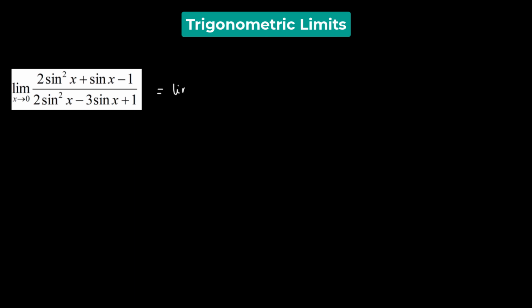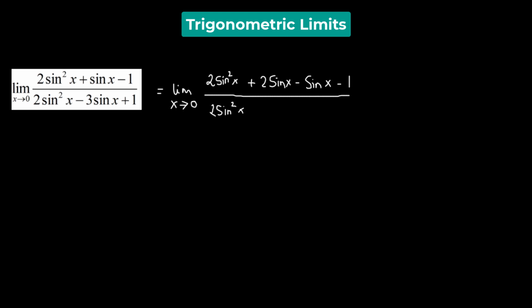So this will give us limit x approaching 0 of 2 sine squared x plus, so sine x can be written as 2 sine x minus sine x, minus 1, divided by 2 sine squared x. So we have -3 sine x, so that will be -2 sine x minus sine x plus 1, which will be equal to limit x approaching 0.